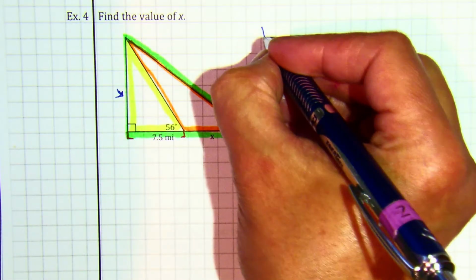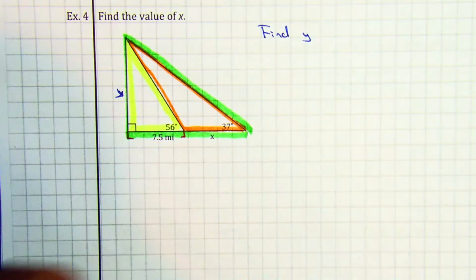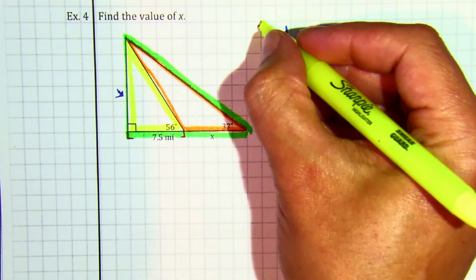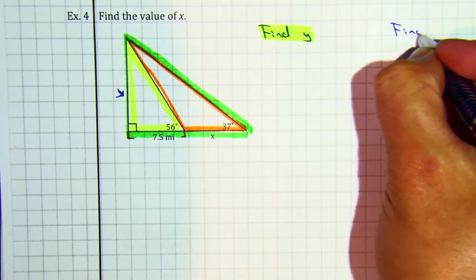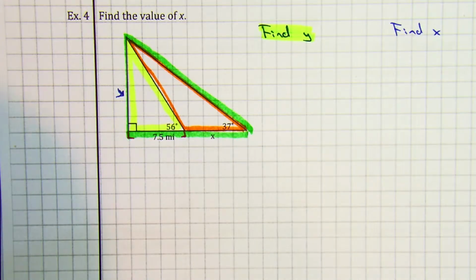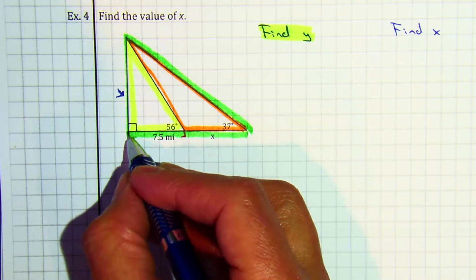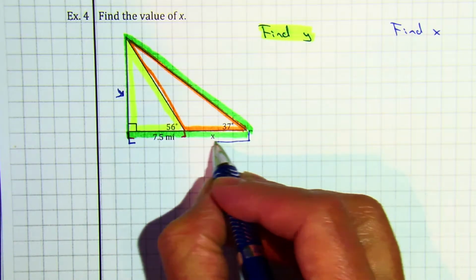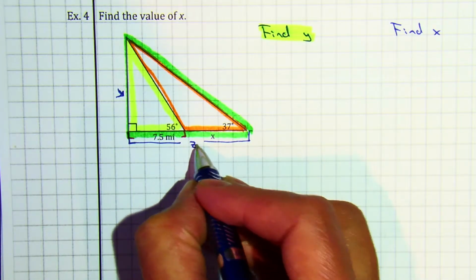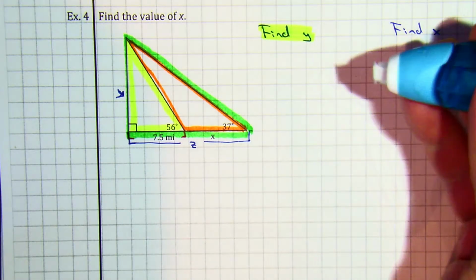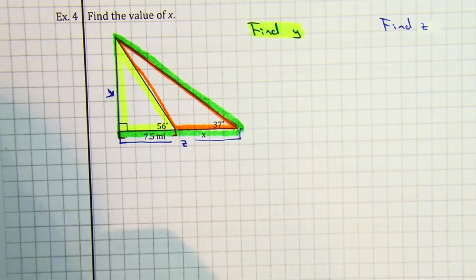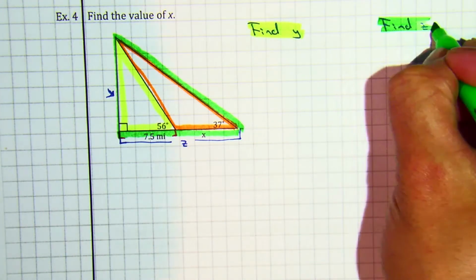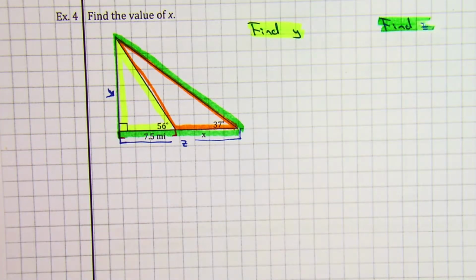Let's go and find y using the yellow triangle. Then I'm going to find x, or we're going to call it from here to here. I'm going to give it a different value. So I'm going to say this is z. So I'm going to find z using the green triangle. Or you can do it all at once and just find x.